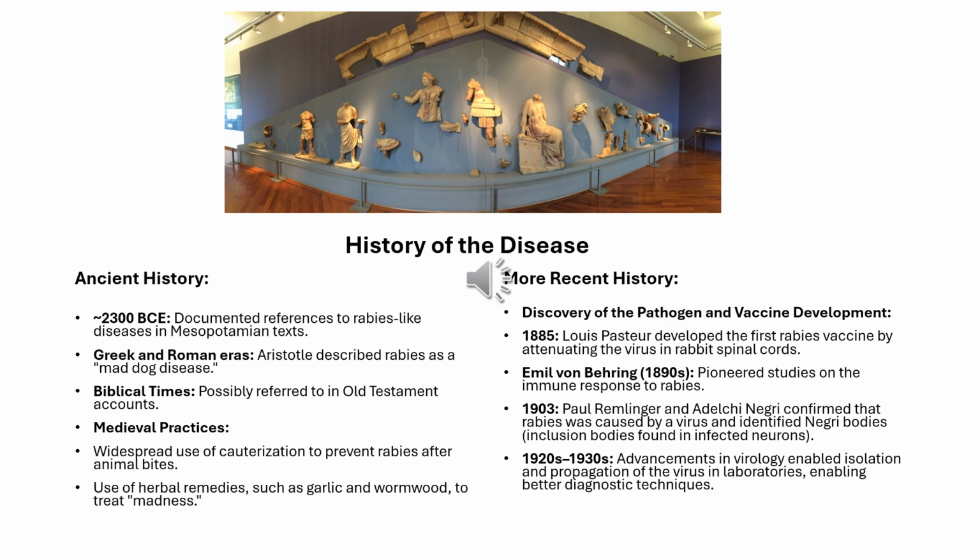Nagy also discovered Negri bodies, which are the tiny structures that you can see under a microscope in the infected brain cells that help us diagnose rabies today. In the 1920s and 1930s, scientists also learned how to grow the rabies virus in labs, which made it way easier to study and diagnose the disease.